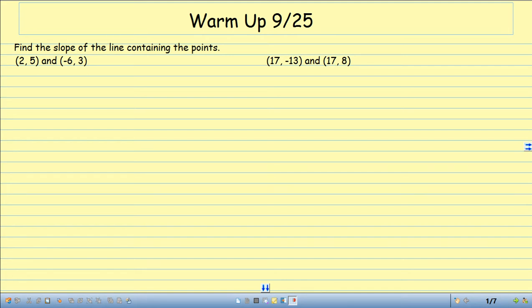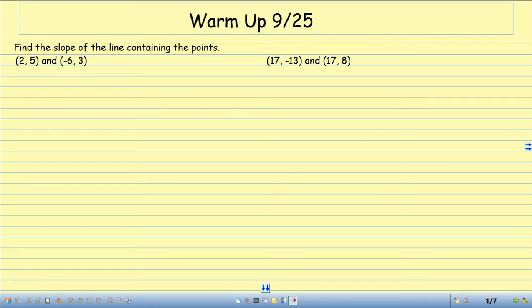This is Mr. Langston, and it is Monday, September 25th, and our lesson is graphing using slope-intercept form. The first thing we have for you is a warm-up. I've got 3 problems, actually the first 2 problems. You need to find the slope of the line containing the points, in this case, for the first one, (2, 5) and (-6, 3).